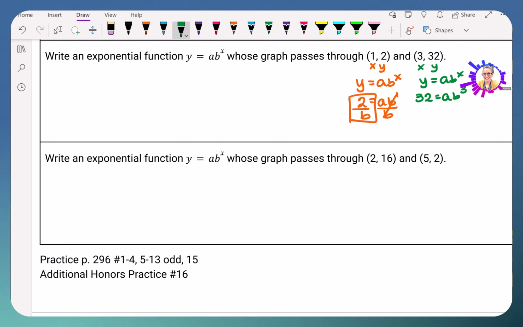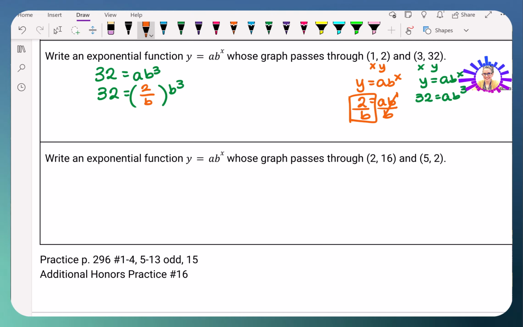Now I don't have a lot of room over here, so I'm going to write the second equation. And I'm going to substitute 2 over b for the a. All right, so same thing kind of happens. The b to the power of 3 and the b to the first power cancel out, and that leaves me with b squared. So I have 32 equals 2b squared, divide each side by 2.